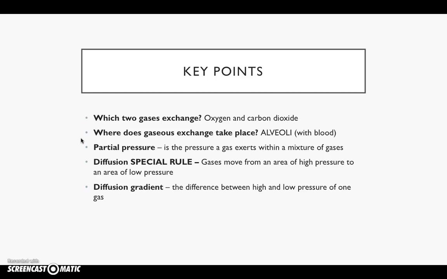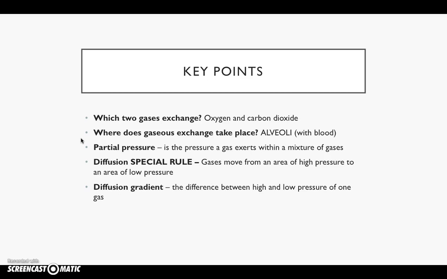Diffusion special rule. The diffusion special rule is gases move from an area of high pressure to an area of low pressure. It makes sense really. If there's loads of something in one room and the other room's empty, it probably wants to move from the really busy room into a quieter, emptier room. So gases always move from an area of high pressure or high concentration to an area of low pressure or low concentration.